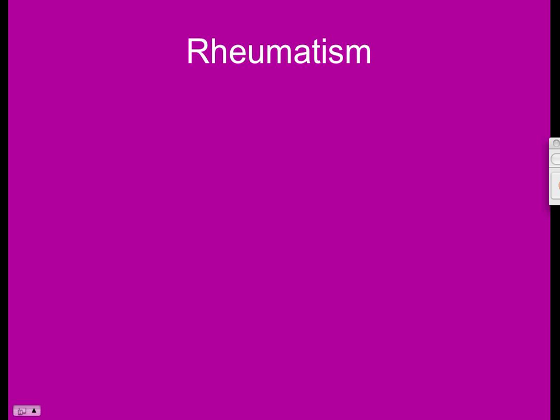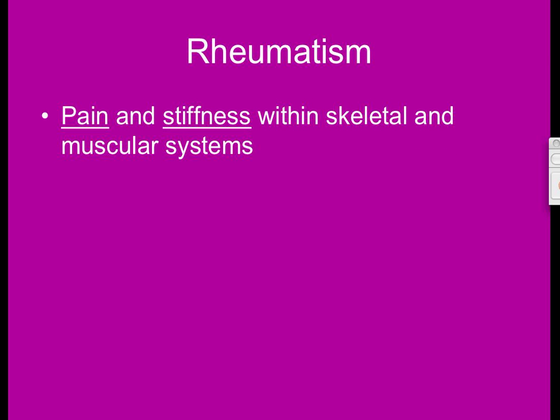Now we have some diseases that actually take place at our joints, and the most general one is called rheumatism. And rheumatism is one of those catch-all terms. Rheumatism basically refers to any sort of pain or stiffness that's associated with the skeletal or muscular system. So we have a very wide range of different things that we call rheumatism. We're going to focus on several of the major forms of rheumatism that you might be familiar with.